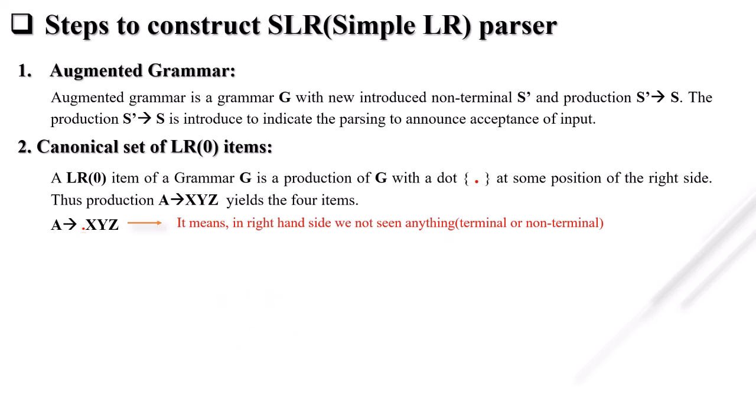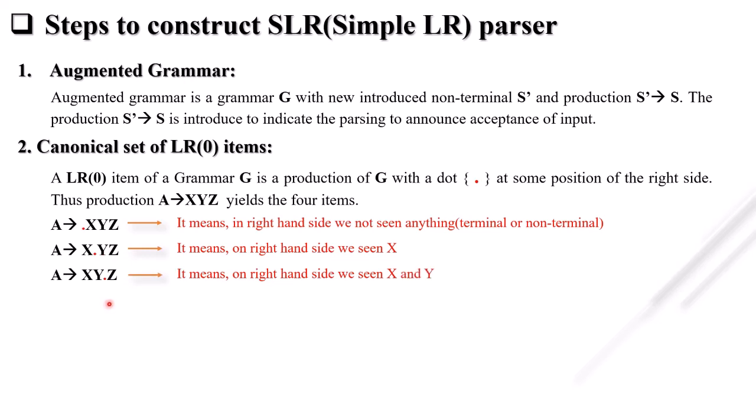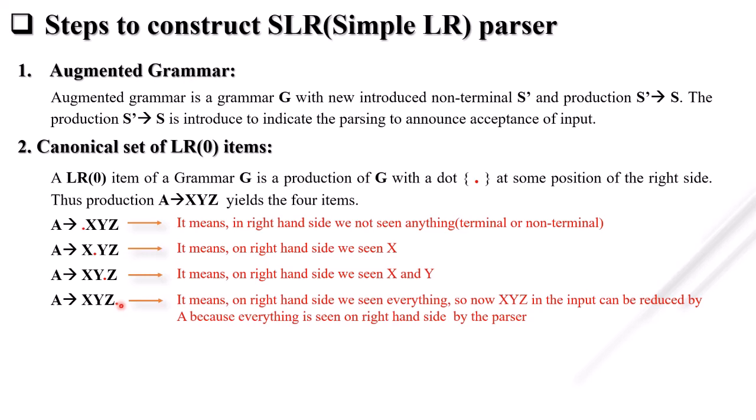So what is our next? Next, it may be possible the dot will be shifted from the beginning of the X to the ending of the X. So what does this mean? It means on the right hand side we have seen only X. Okay, if we draw the tree, A tends to X, Y, Z, only X will be seen. Y and Z are still pending. Next, maybe the dot will be here: X, Y dot Z. It means on the right hand side we have seen X and Y. And the last and the most important is X, Y, Z dot. This means everything on the right hand side we have seen.